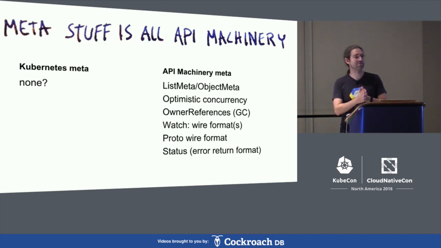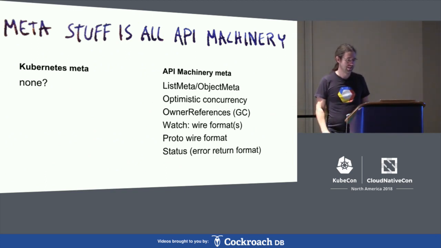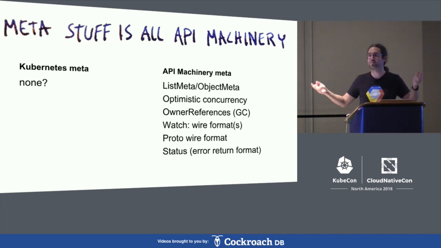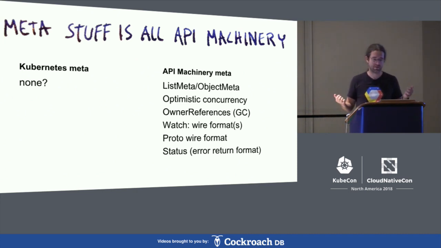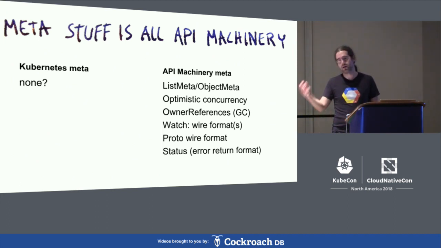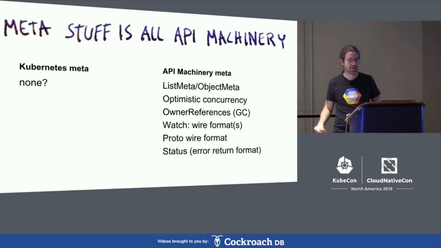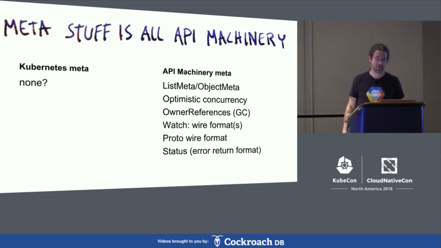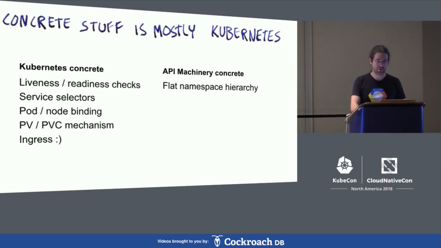So, more abstractly, I will say meta stuff is all API machinery, and by meta I mean stuff that is about other stuff. So like the object meta, the data that we put at the top of every object to help you introspect the system. The format of that is owned by API machinery. The concept of optimistic concurrency, that you can write and read objects in a safe way, even in the face of many other readers and writers. That's an API machinery concept. Owner references, which power the garbage collector, the various wire formats for watch and for proto, the status, the error return format. This is all stuff that API machinery owns.